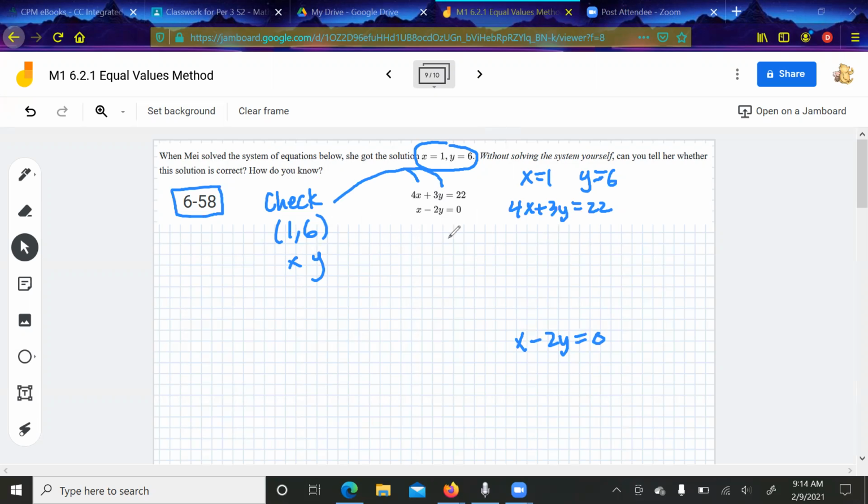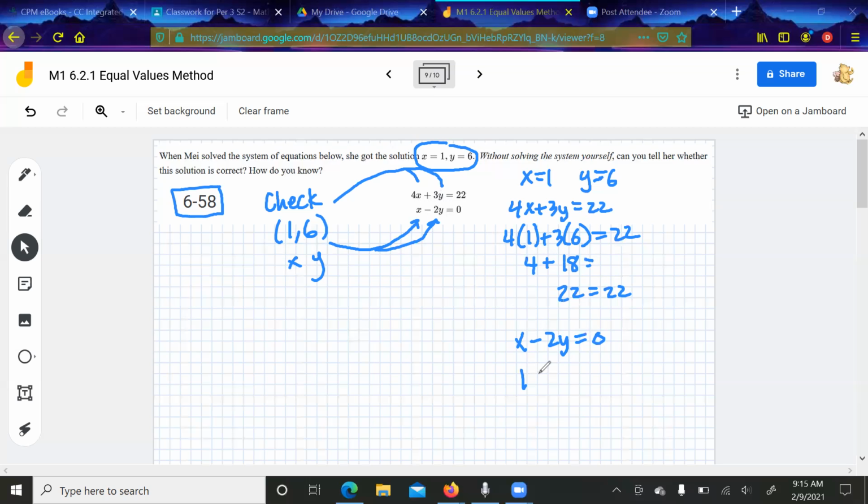Okay, so I'm going to put 4 times 1 plus 3 times 6 equals 22. So I just plugged those numbers in. And 4 times 1 is 4, plus 3 times 6 is 18. 4 plus 18 is 22. So it worked. Her solution worked in the first equation, but it also needs to work in the second equation as well. So we need to plug these numbers into the second equation.